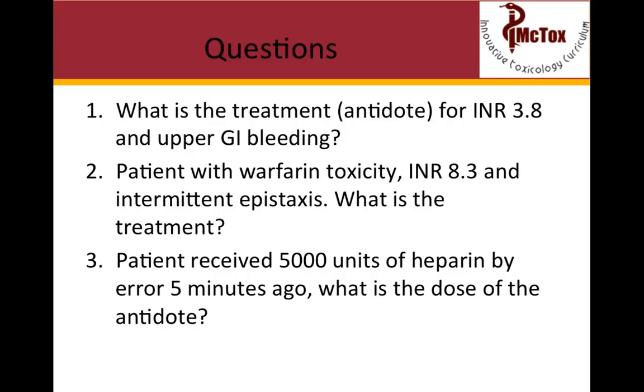Review questions. Question 1. What is the treatment for INR of 3.8 and upper GI bleeding? Question 2. A patient presents with warfarin toxicity, INR of 8.3, and intermittent epistaxis. What is the treatment? Question 3. A patient received 5,000 units of heparin in error 5 minutes ago. What is the dose of the antidote?